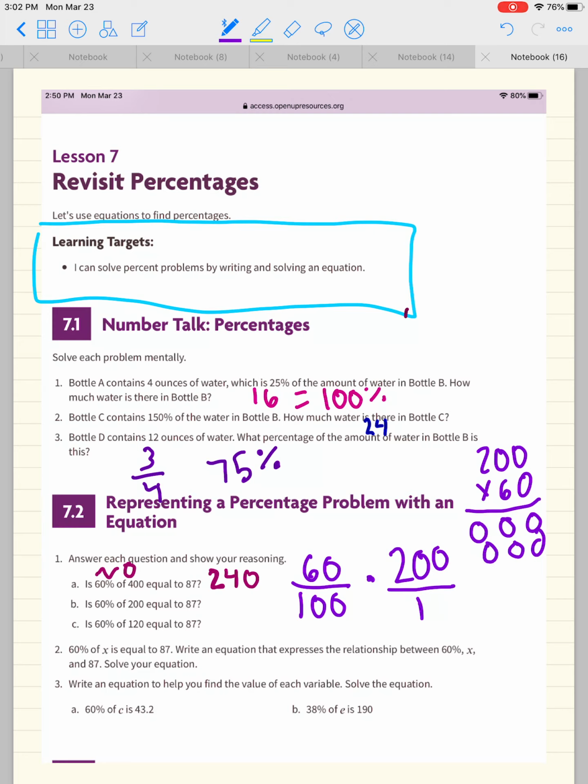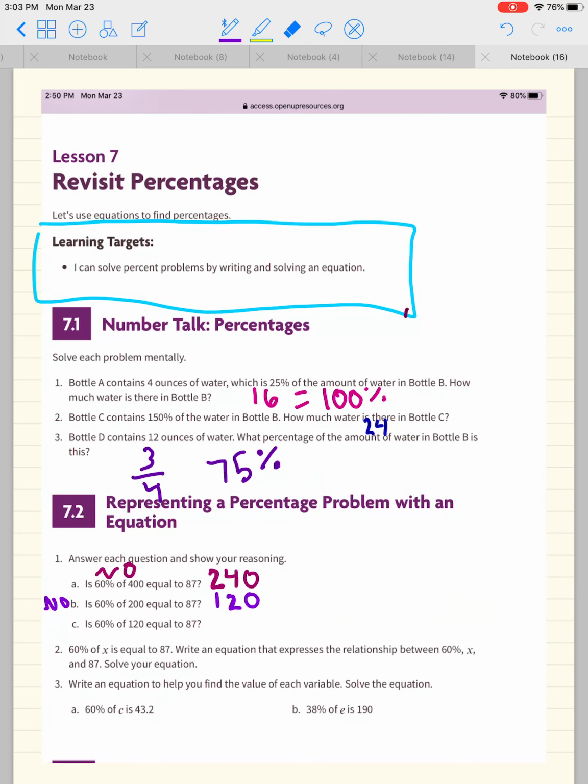6 times 0 is 0, 6 times 0 is 0, 6 times 2 is 12. Okay, we're left with 12,000 over 100. Again, we can cancel out 2 zeros. And we are left with 120 over 1, or 120. Which, like I mentioned earlier, it's a little bit greater than 100. And so that makes sense. So B is also no, because 60% of 200 is 120.